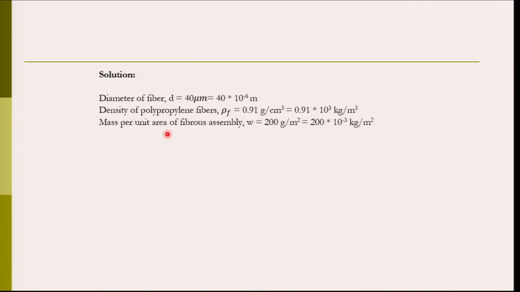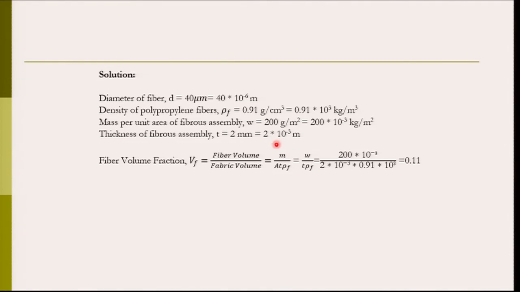So, we can also convert the mass per unit area in terms of kg per meter square. We can also convert thickness in meters, which is 2 into 10 raised to minus 3 meters, and now we put all these values, the mass per unit area, thickness and the fiber density, to calculate the fiber volume fraction, which comes out to be 0.11 here.